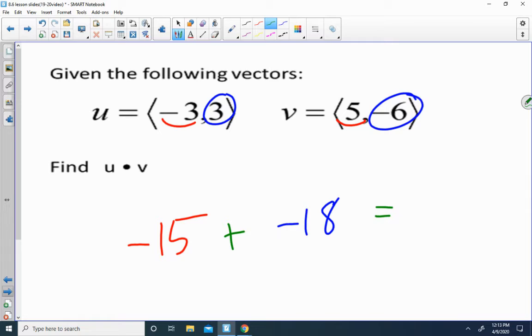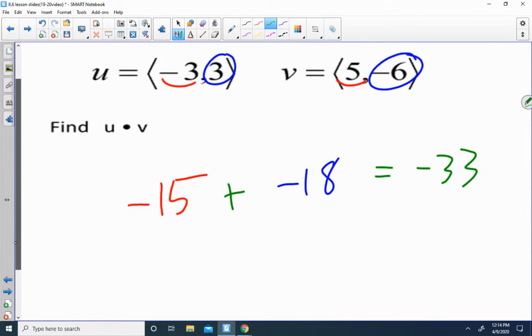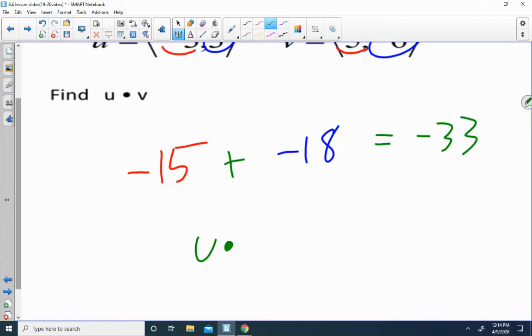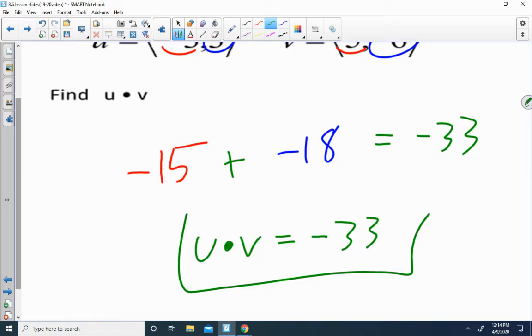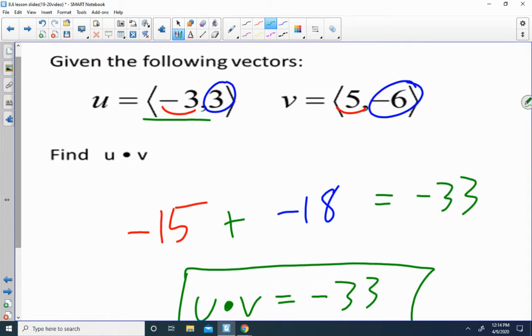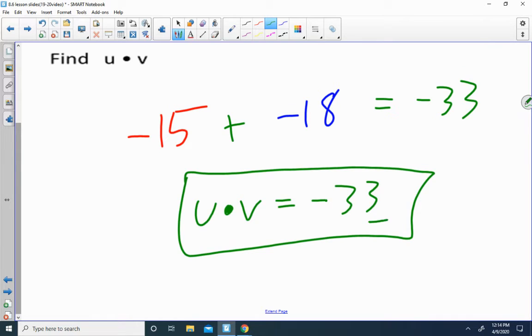So negative 15 plus negative 18 gives you negative 33. So the dot product of u times v will give you negative 33. Again, notice how when you multiplied a vector with a vector, you did not get a third vector as your final answer. That's only when you add or subtract. Here, we're multiplying, and multiplication will just give you a regular number.